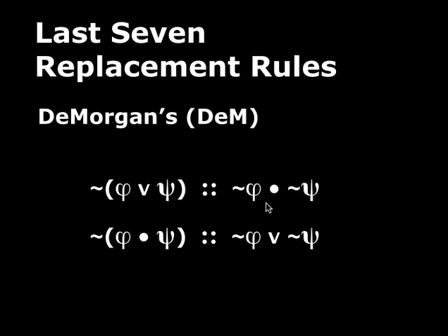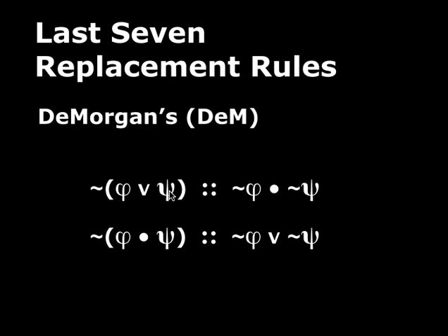Now it works the other way. If I have a conjunction, I can turn that into a negated disjunction. The conjunction dot becomes a wedge. I have to negate the whole thing, so I put the whole thing in parentheses and negate it. And then I also negate both components. Phi becomes not phi, psi becomes not psi.